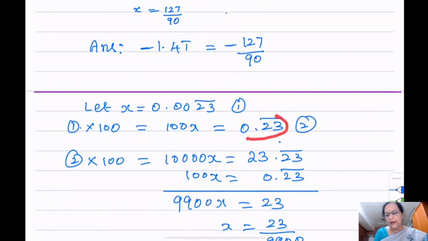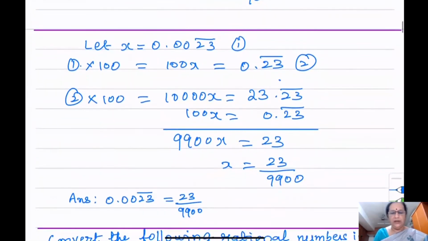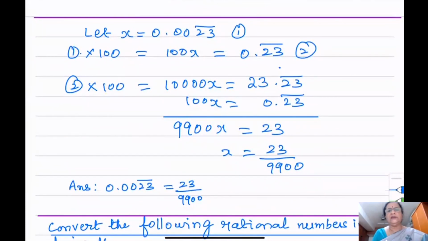So when this is multiplied by 100, there are 2, 3, 2, 3, many 2, 3s. 1, 2, 3 will be shifted to the whole number part because you are multiplying this by 100. Then again 2, 3, 2, 3, you are going to put 2, 3 bar. So now both decimal parts are the same. So on subtraction, you get 9,900x is equal to 23. x is equal to 23 by 9,900. So finally, you will write that. Don't write your answer as x is equal to, because you are converting the decimal into rational number. So 0.0023 bar is equal to 23 by 9,900.